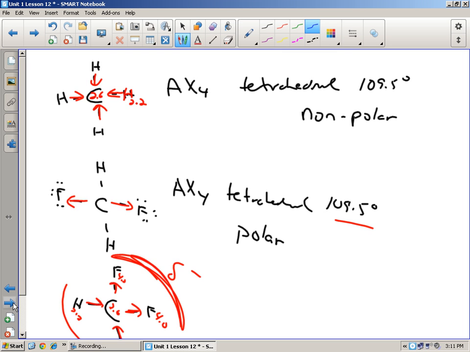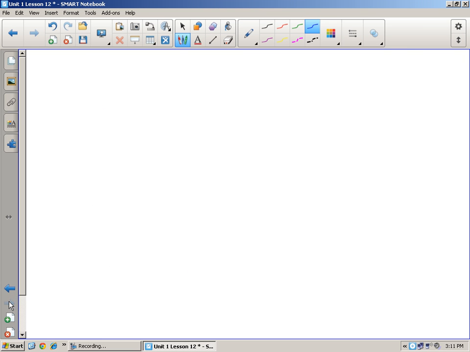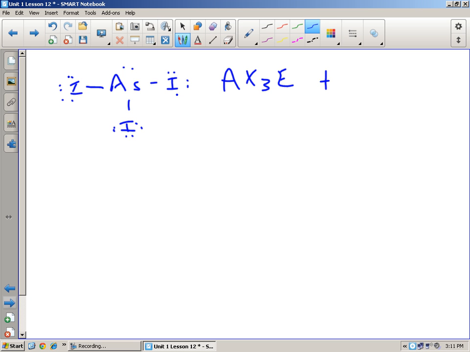AsI3 looks like this. Right away, I see that AX3E, this is trigonal pyramidal. 107.3, and this is most certainly polar, because anything with an E in it is polar, okay? So that's that one there.